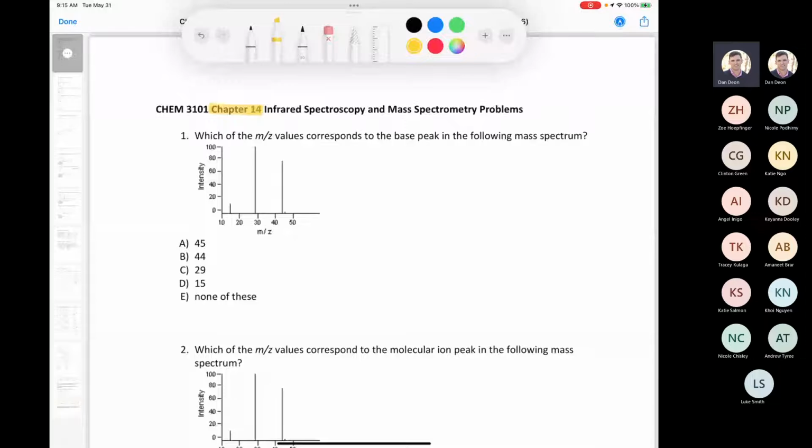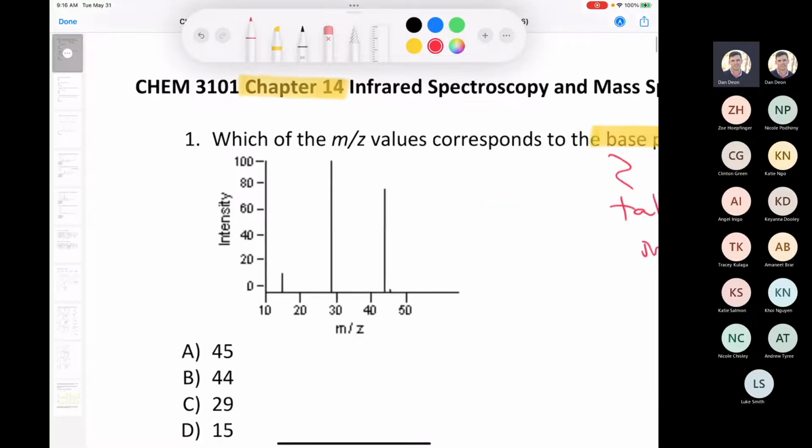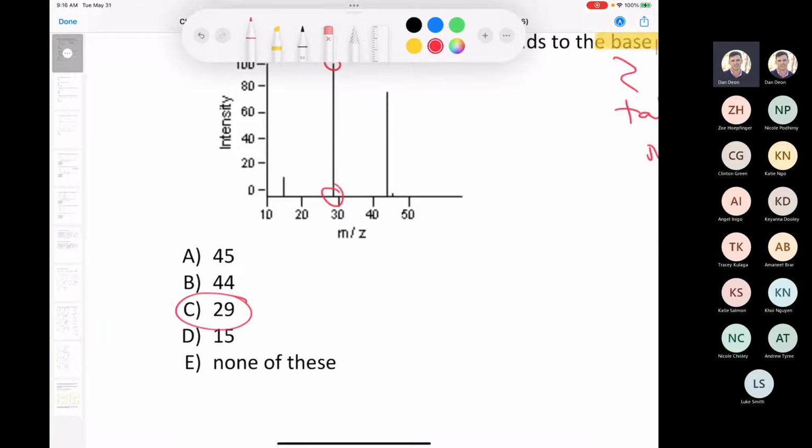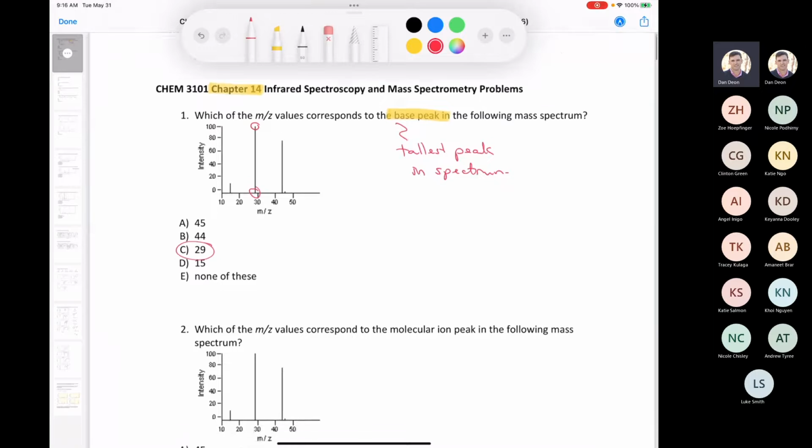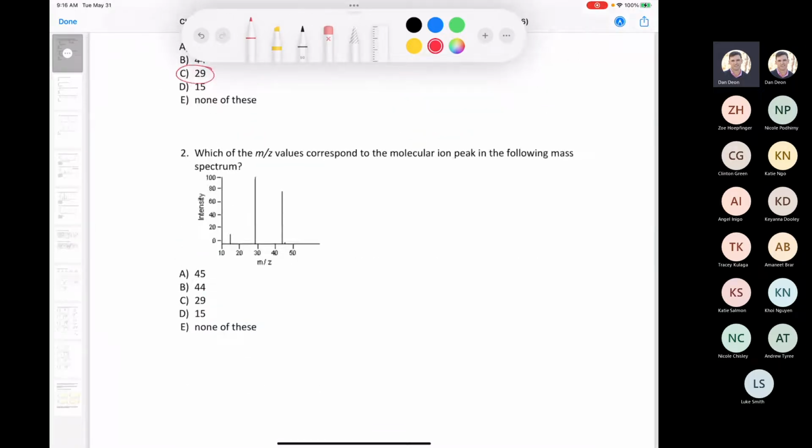It says, which of the mass over charge values corresponds to the base peak in the following mass spectrum? Well, hopefully you remember the base peak. The base peak is just the tallest peak in the spectrum. If we look at the possible answers, we have 45, 44, 29, 15. You can see that the tallest peak is this one here, and the closest number to it is just below 30. So this must be 29. There's our base peak.